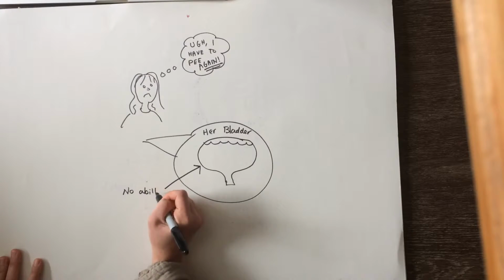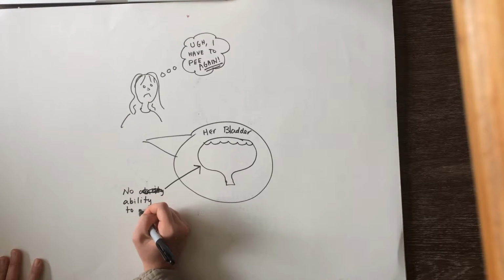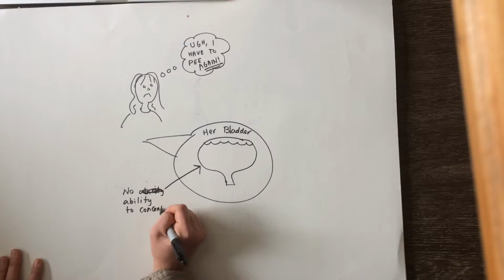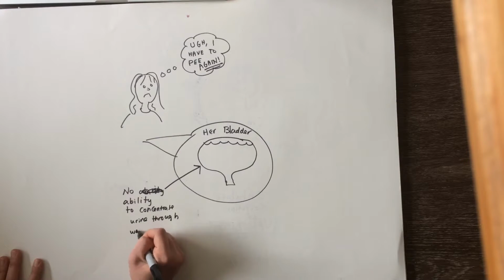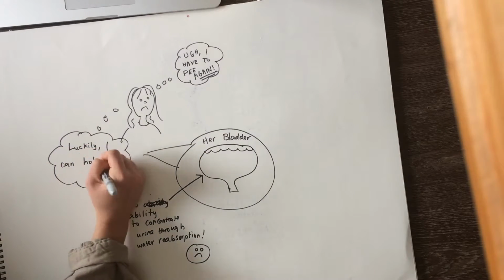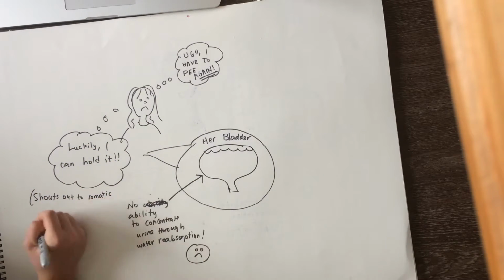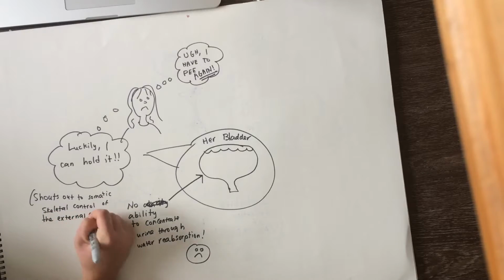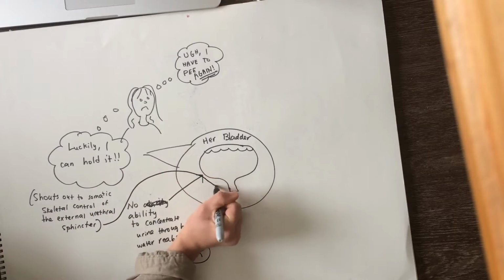Without the ability to concentrate urine through water reabsorption, the need to urinate is much more frequent due to high volumes of urine filling the bladder. Although her bladder and internal urethral sphincter are under the control of the autonomic nervous system, she was able to hold it thanks to somatic skeletal muscle control of the external urethral sphincter.